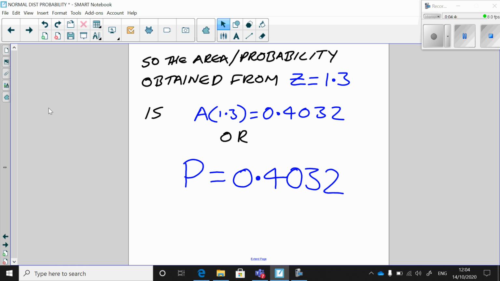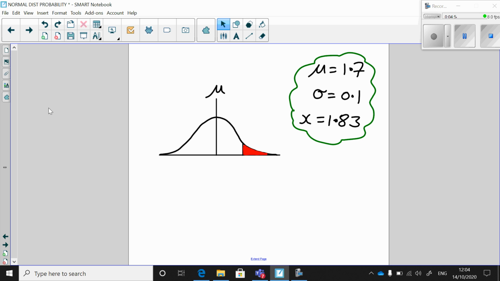Okay, probability. Here we're going back to the scenario. You've got your mean, standard deviation, and your x value, but we've standardized those. So that's 0.4032. That probability is actually there, okay? Because that's what the table actually gives you.